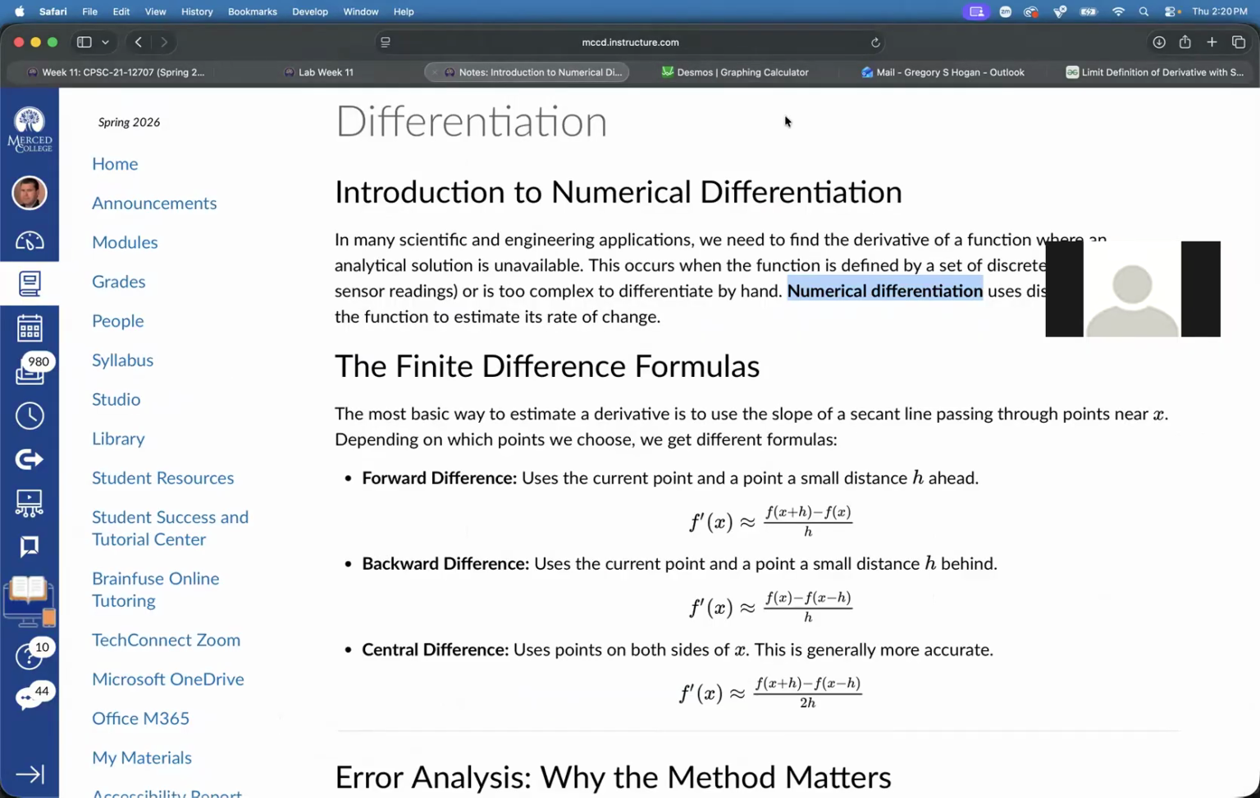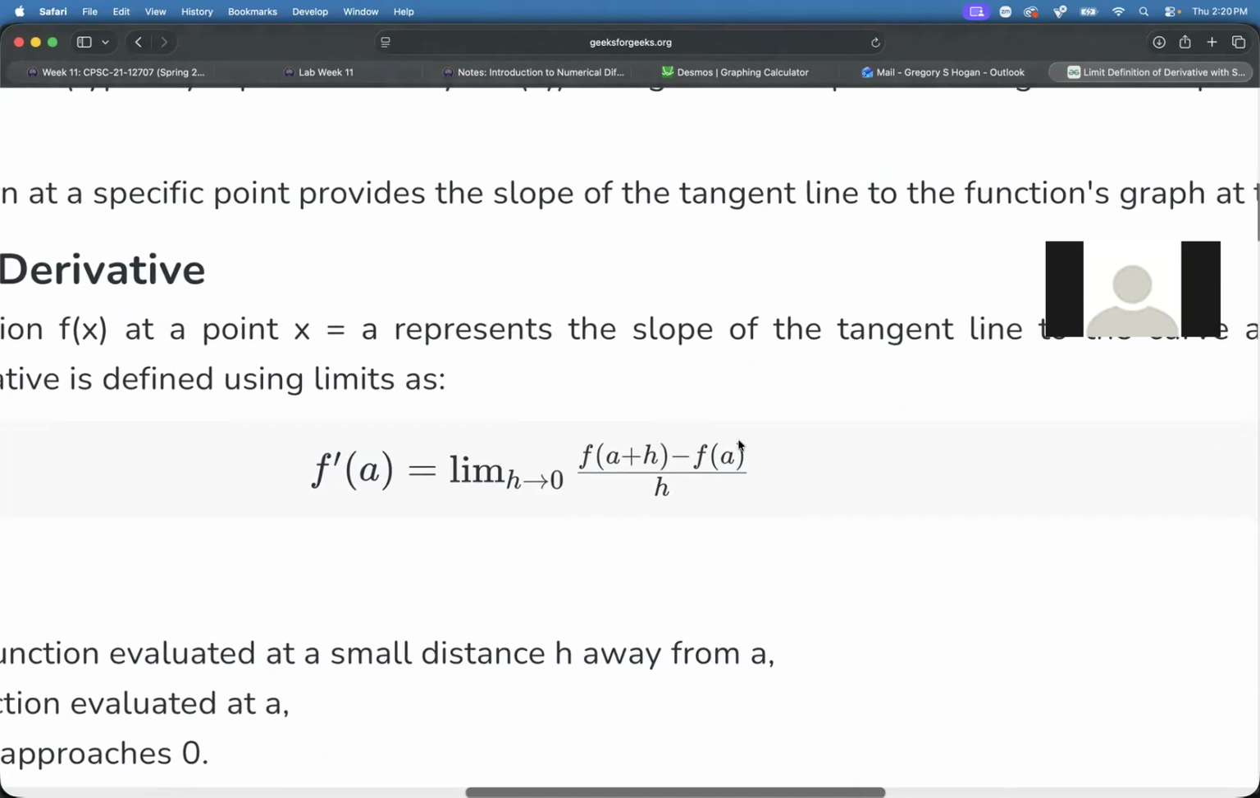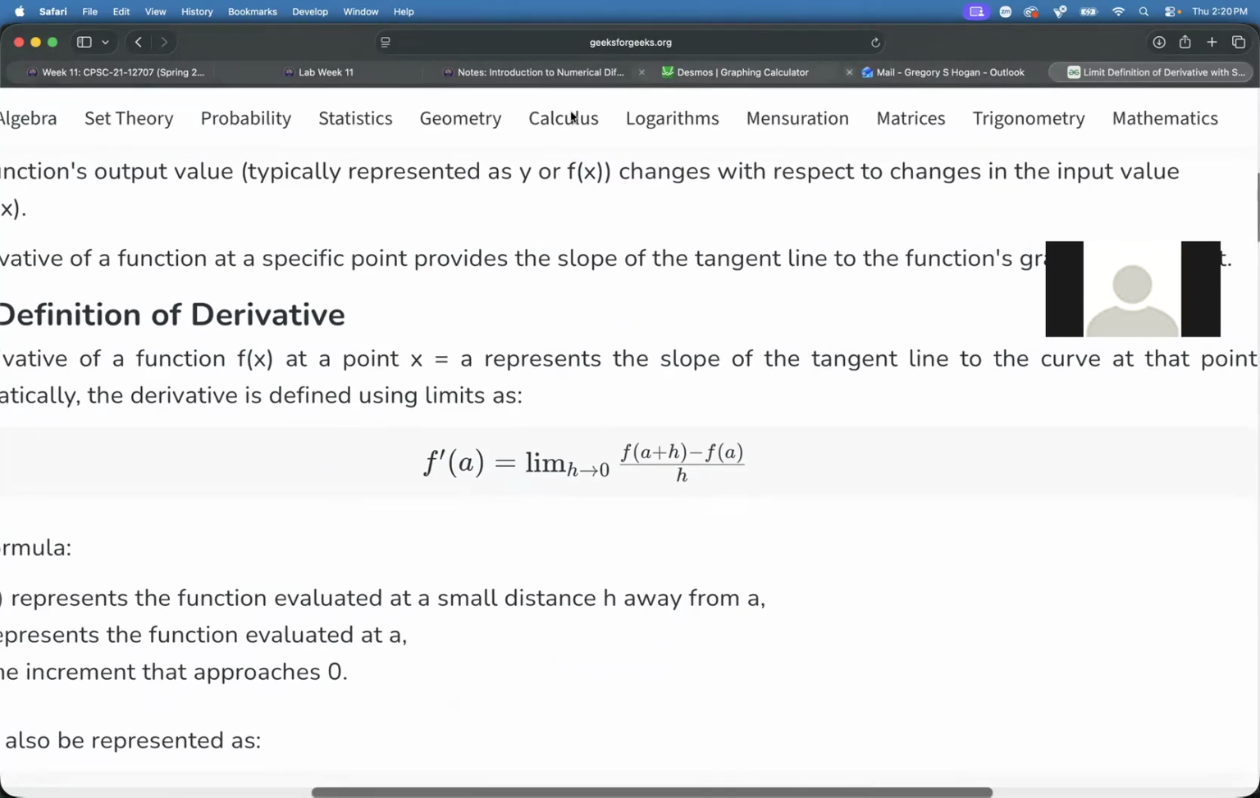And that's what you do when you're taking a limit as h goes to zero. But if you can't take a limit as h goes to zero, you can just pick a small value of h, and then this function value and this function value will be close together. And that's great. So what you'll see here is limit h goes to zero, f of a plus h minus f of a over h.